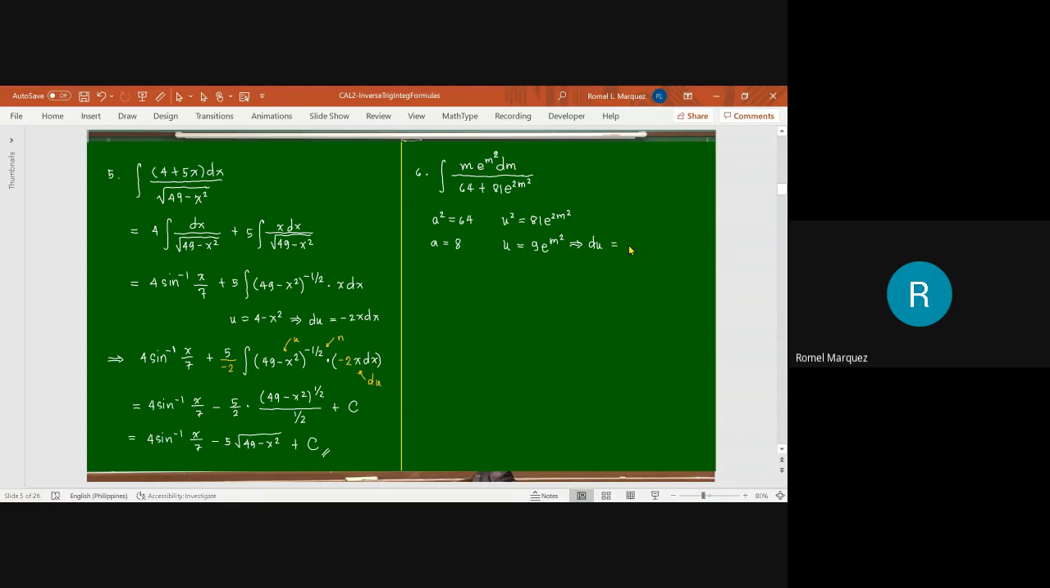Derivative of m squared is 2m times 9, 18m. Then we have to copy e to the m squared, then multiply by dm to be differential. Okay, guys? Almost everything is there except for what? Except for 18, no? Let us have a correction factor.